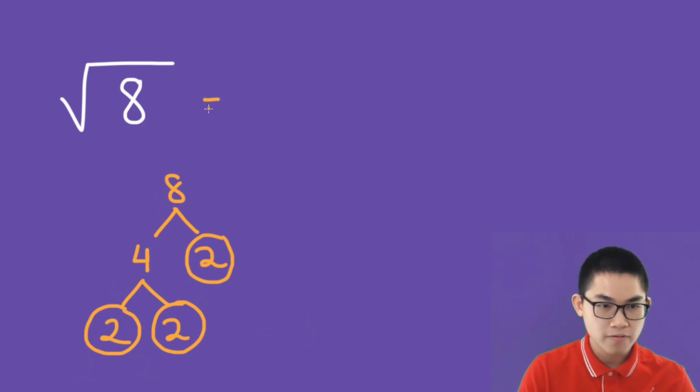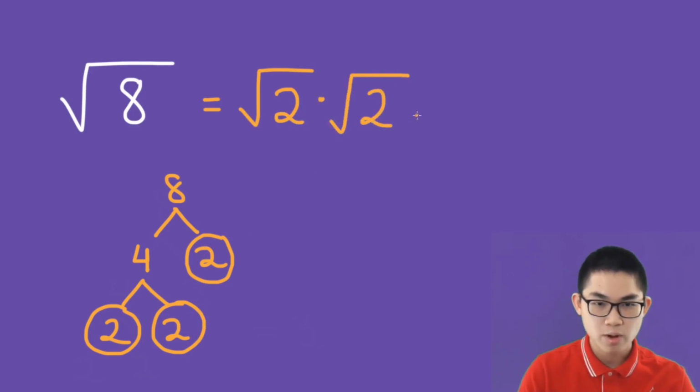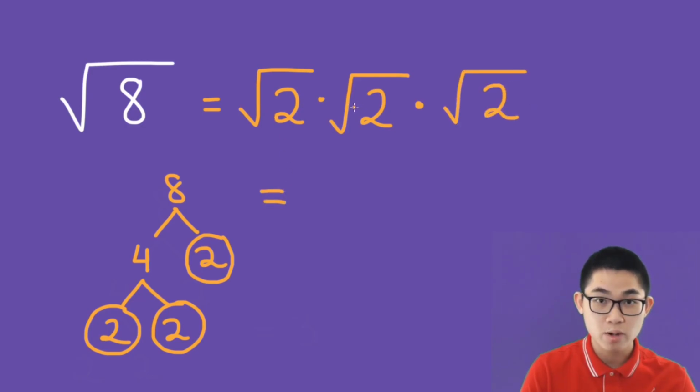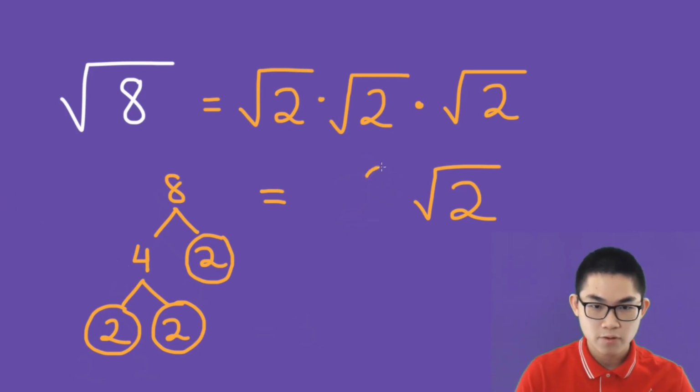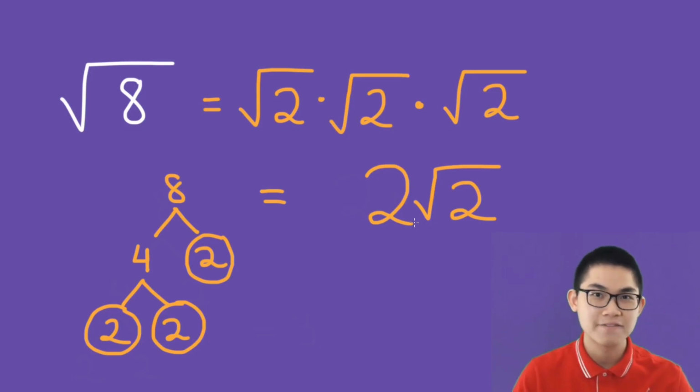So the square root of 8 is equal to what? It's going to be the square root of 2 times the square root of 2 times the square root of 2. The square root of 2 times the square root of 2 is 2. And then we have 2 times the square root of 2. So that's the answer. You can also write it without using the dot in between. So if you write it like this, it is completely fine.